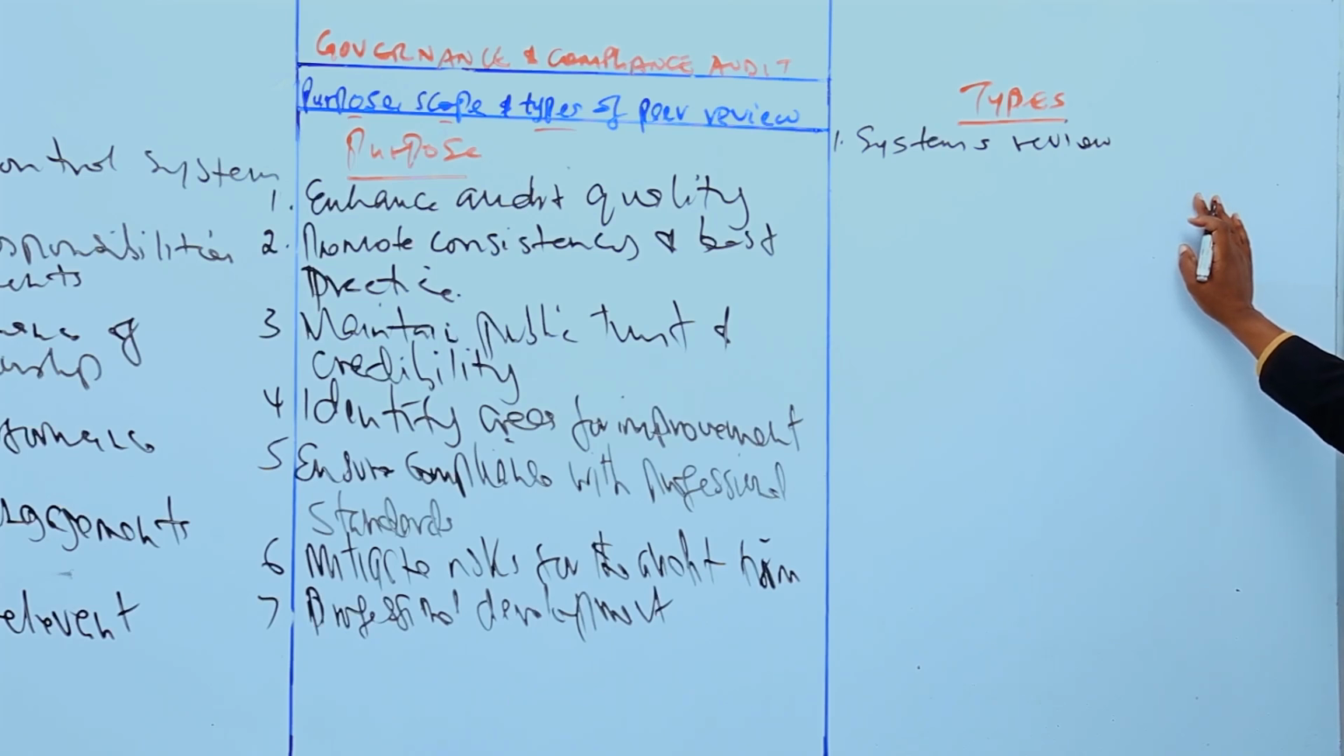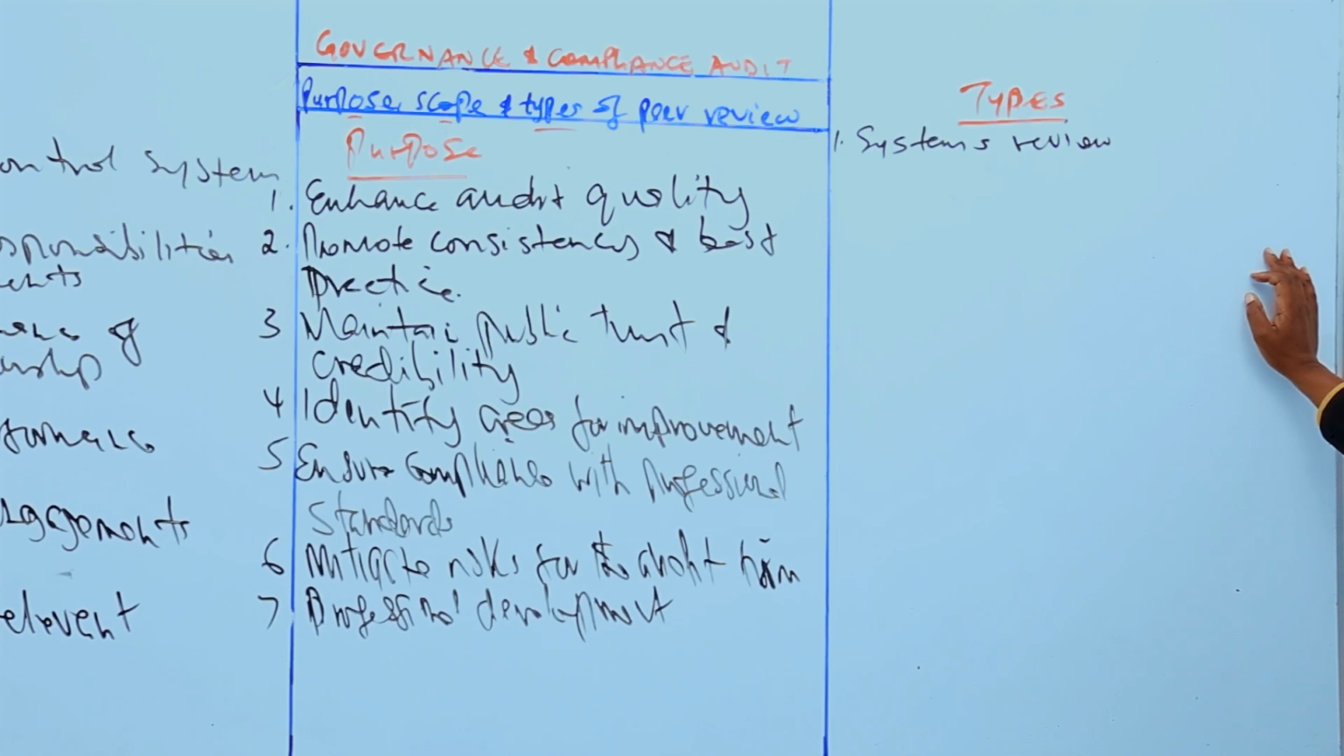The purpose of system review is to provide reasonable assurance that the firm's system of quality control for its accounting and auditing practice is suitably designed and operating effectively to provide the firm with reasonable assurance of performing and reporting in conformity with applicable professional standards in all material respects. That is the purpose of systems review.